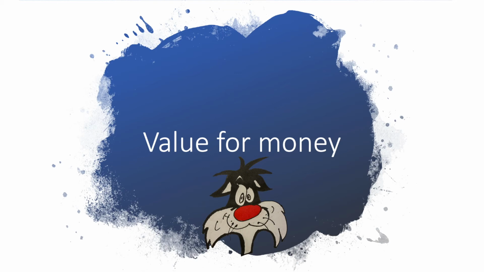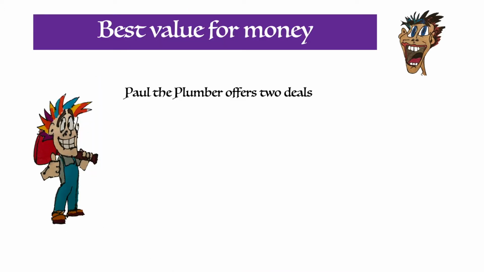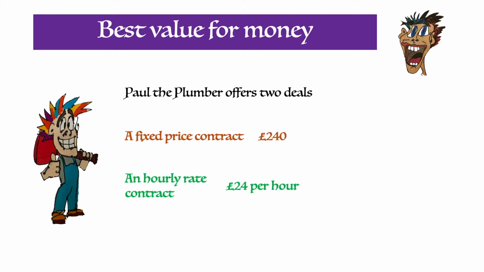We're going to look at value for money, and explore which is the best value for money. So let's start with Paul the plumber. He offers two deals: a fixed price contract or an hourly rate contract. The fixed price contract, he'll charge you £240 to do the job. The hourly rate, he'll charge £24 per hour.